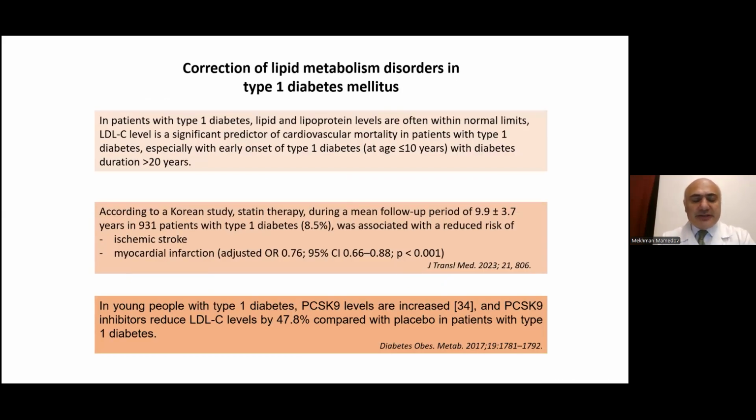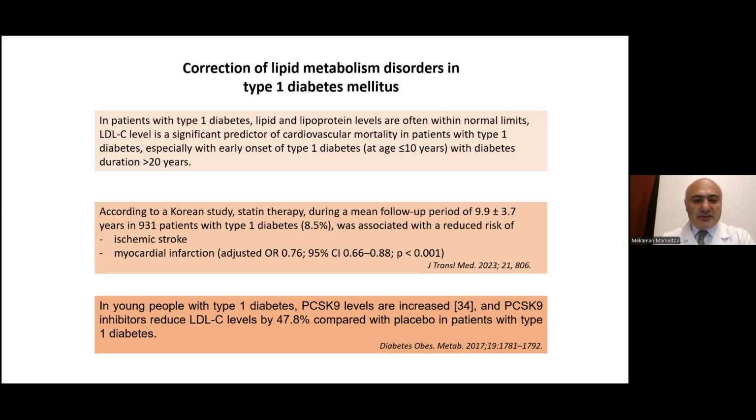Some data about lipid disorders and type 1 diabetes mellitus. In patients with type 1 diabetes, lipid and lipoprotein levels are often within normal limits. LDL cholesterol is a significant predictor of cardiovascular mortality in patients with type 1 diabetes, especially with early onset of type 1 diabetes and diabetes duration more than 20 years.